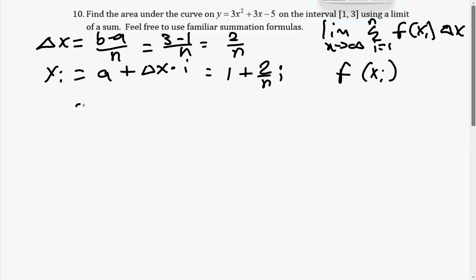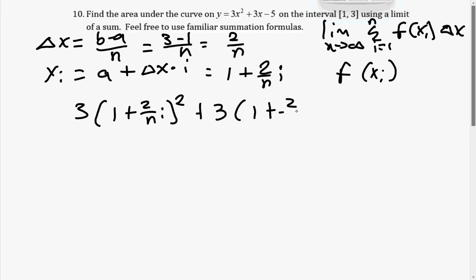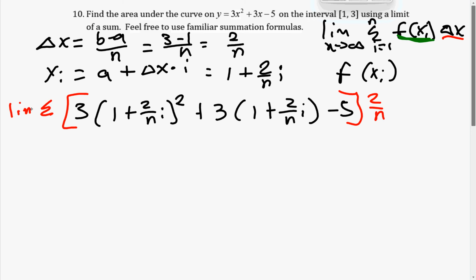So 3 times (1 plus 2 over n i) squared plus 3 times (1 plus 2 over n i), and then minus 5. Okay, so that's my f of x part. So that's just this part right here. Now I got to times it by the change in x, which is 2 over n. And then I'll be taking the sum of that, and then I'll be taking the limit, right?